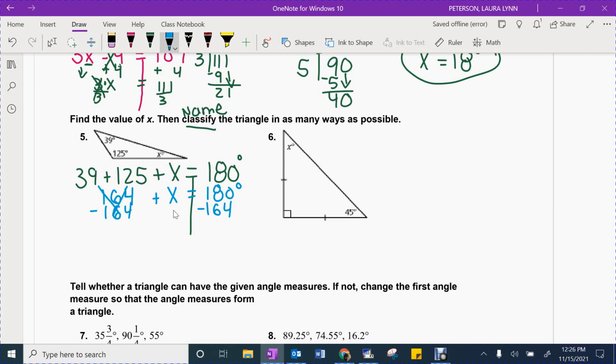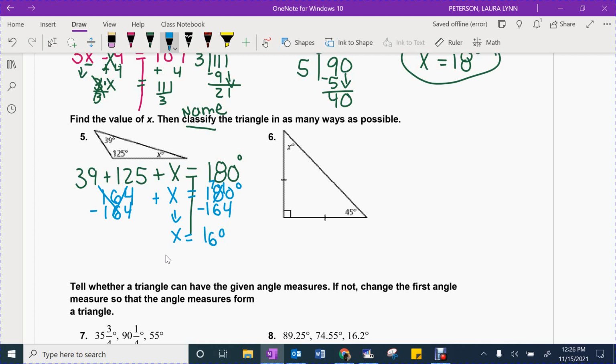I'm undoing positives with minus. And this tells me x equals, when I do this subtraction, I just get 16. Because remember, you have to borrow from your 8, make it a 7, which makes 0 a 10. 10 minus 4 is 6. 7 minus 6 is 1.